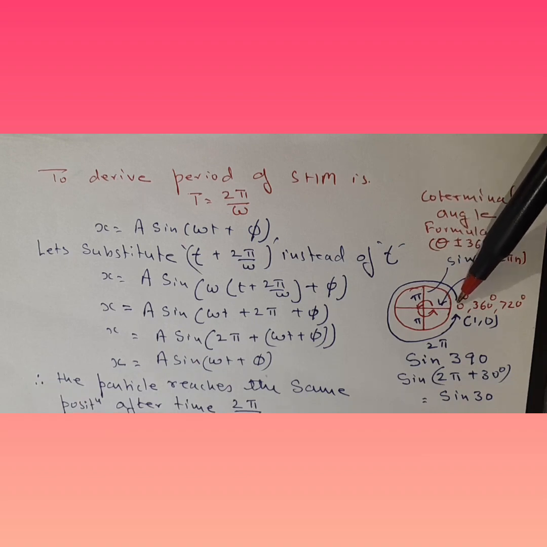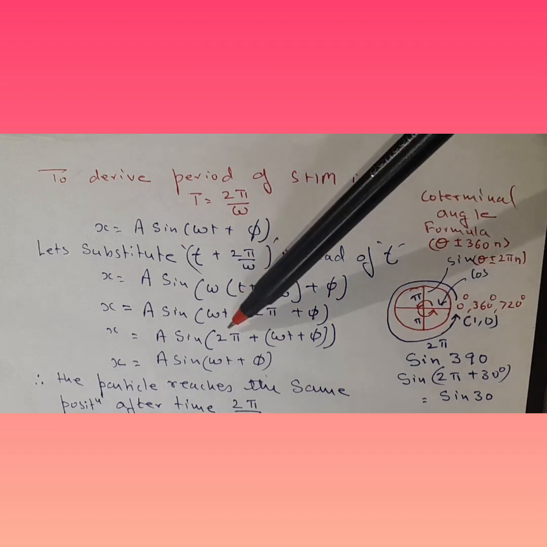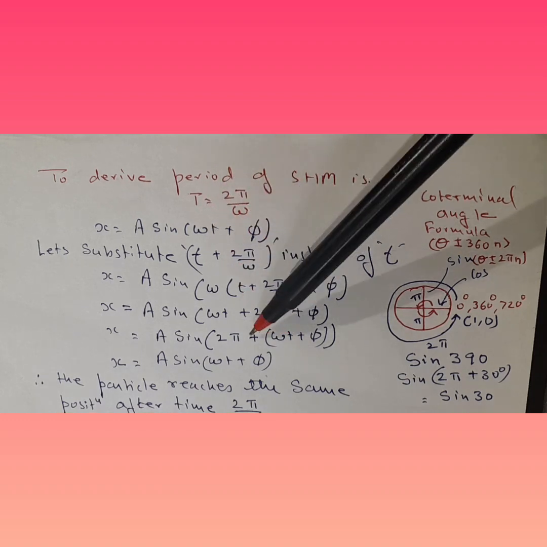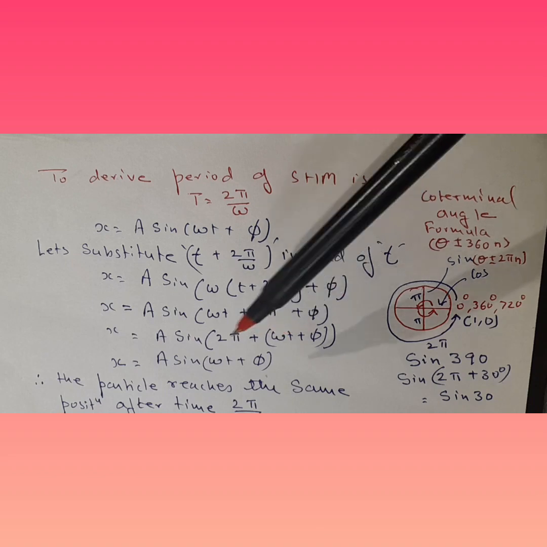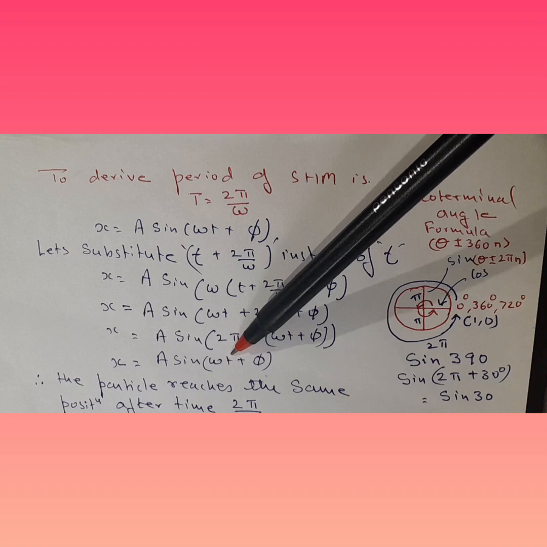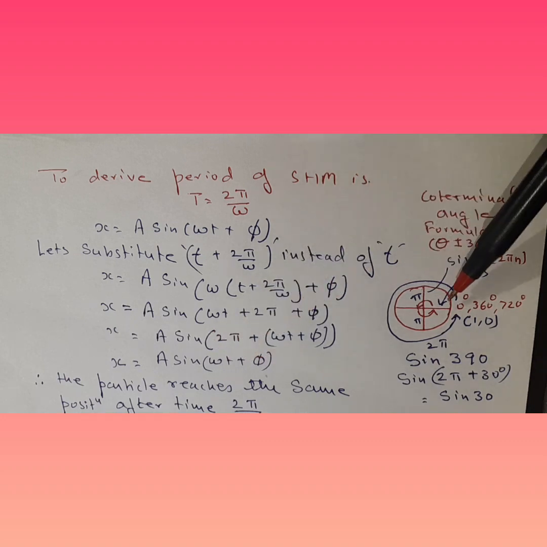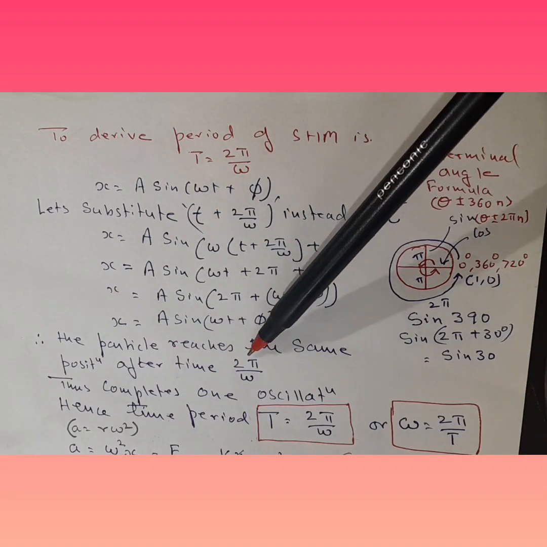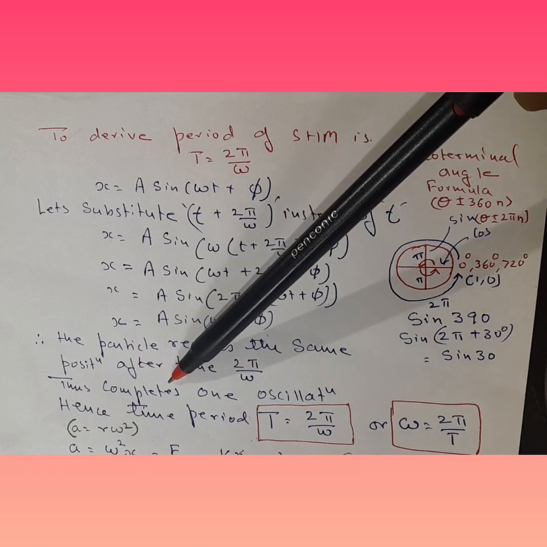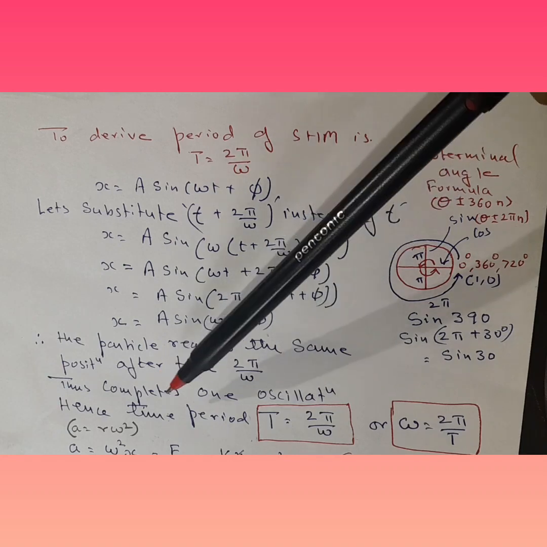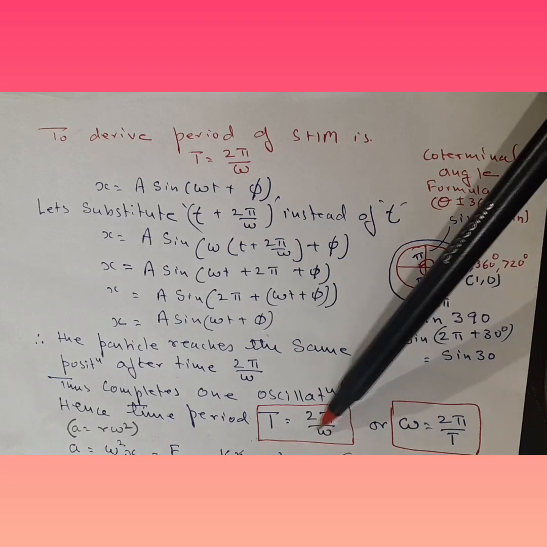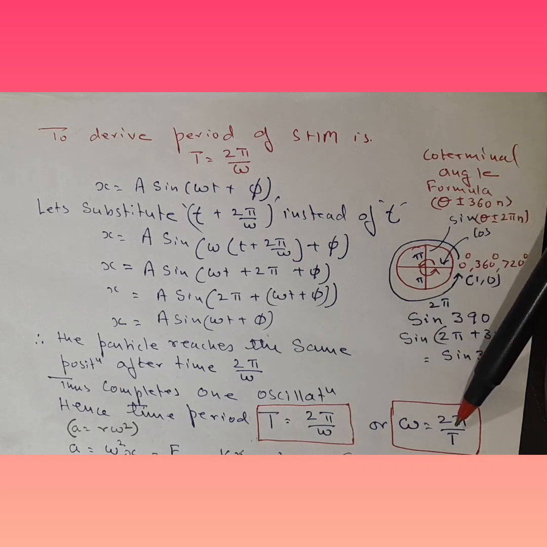So we saw that by 2 pi we came back here. We started with omega t plus phi, and after moving around by 2 pi we come back to the same x, that is A sine (omega t plus phi). What does that mean? The particle reaches the same position after time 2 pi by omega, and thus completes one oscillation. Hence the time period T is 2 pi over omega. We should also not forget that if we take omega there and T down here, omega is equal to 2 pi over T, or 2 pi n, where n is frequency.